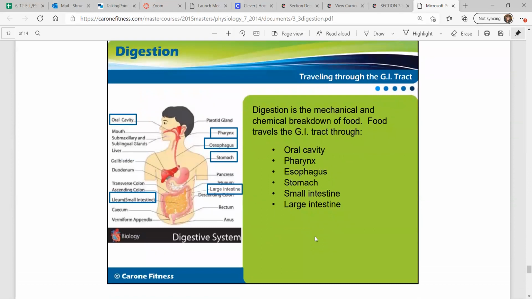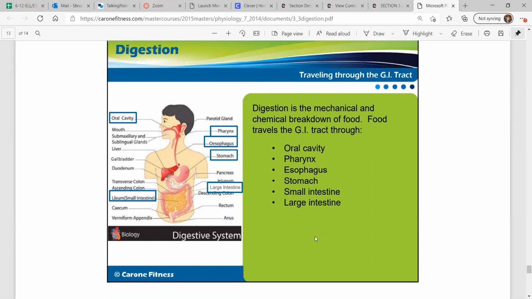And in review, digestion is the mechanical and chemical breakdown of food. It travels through the GI tract, through your oral cavity, your pharynx, your esophagus, and then onto your stomach, the small intestine, and then finally your large intestine.